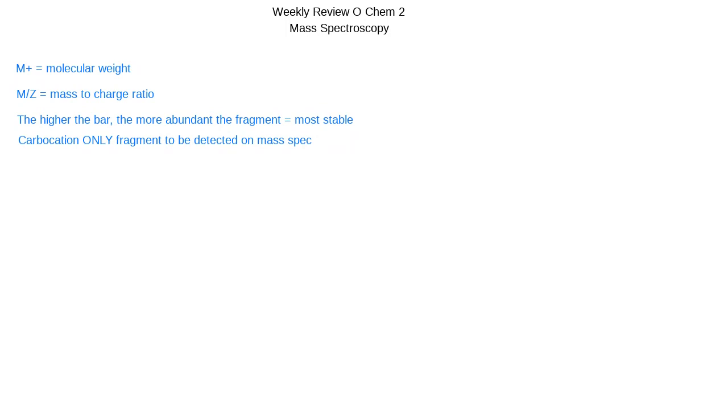Just a reminder, the carbocation stability trend is tertiary, secondary, primary, and resonance is most stable. So if we have a secondary resonance compared to a tertiary, obviously the secondary resonance is going to be more stable. Same goes with primary resonance versus tertiary.